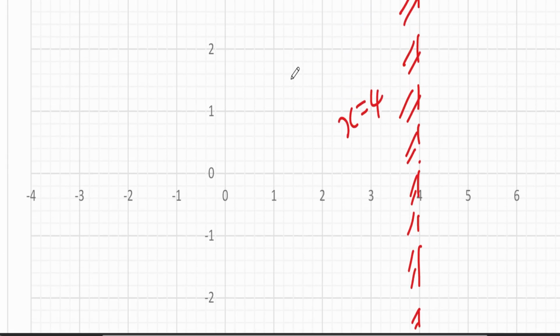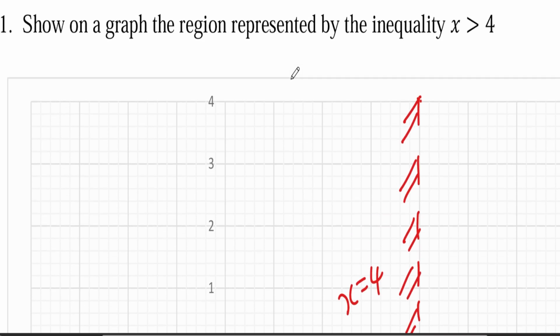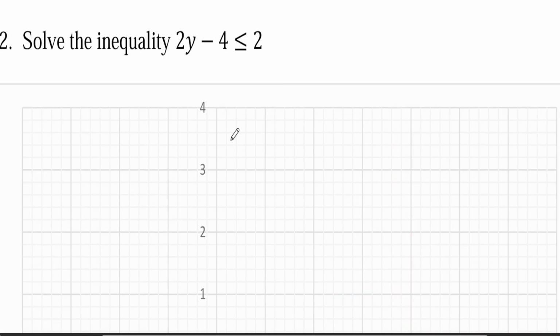Now let's go to the next question. For the next question, you need to solve first, and then you draw whatever you solved on the graph. So let's solve it out.